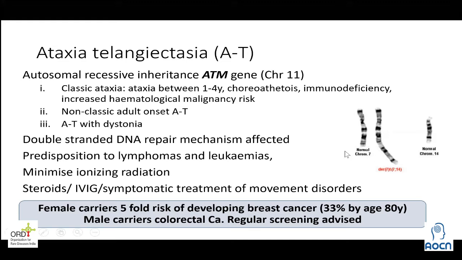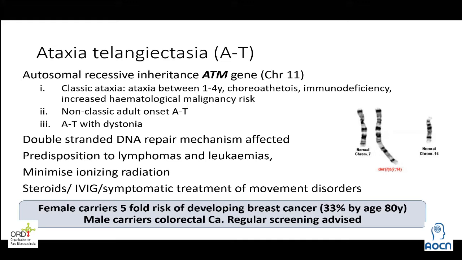But what's coming out in the recent literature not only applies to the patient, it also applies to the female carriers of the gene who have only one copy of the gene, have no manifestations of ataxia telangiectasia, and may be a parent of a child. Female carriers have a 5-fold increased risk above the population risk of developing breast cancer. And the most recent literature shows that this risk increases to about 33% by the age of 80 years. So quite a significant risk of developing breast cancer.